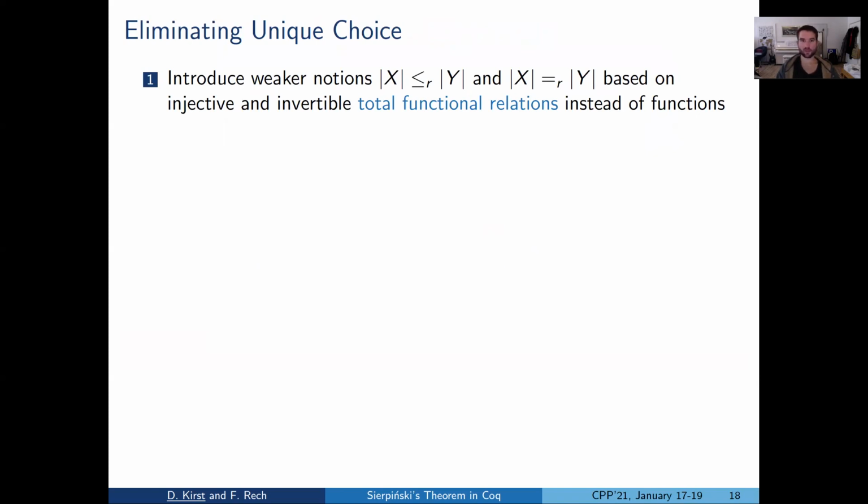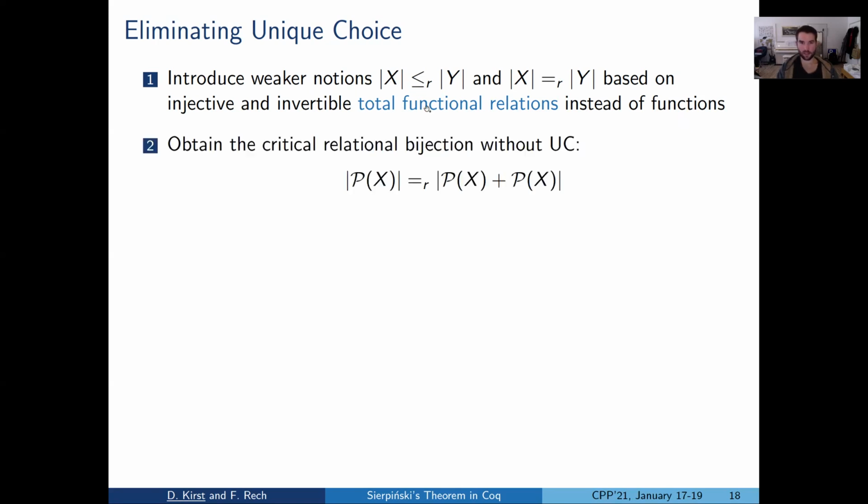And so we also show, and I will quickly summarize how this works, that assuming unique choice here is inessential, and it's just due to the fact that cardinality comparisons were based on functions, which are type theoretically something different from total functional relations. So what we can do is just introduce the weaker notions of cardinality comparisons based on total functional relations, and then the critical bijection from before can be proven without unique choice, because it's easier to establish total functional relations. Here, this now just requires excluded middle as before.